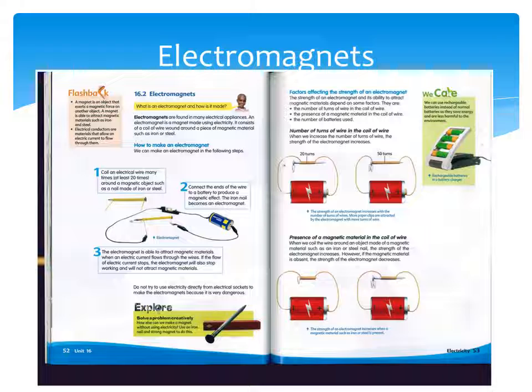If you look closely at the picture, the one with 20 turns can hold one paper clip, whereas the one with 50 turns can hold two paper clips. What does it mean? That means that the wire with the 50 turns has a stronger electromagnet as compared to the wire connected to the battery with 20 turns.